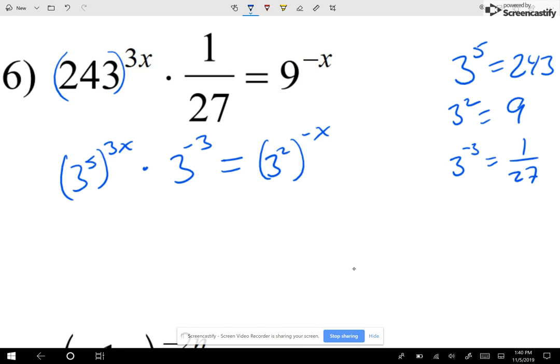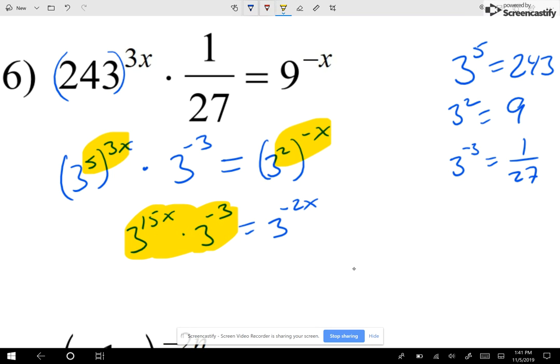Let me get rid of parentheses. I'm going to multiply my exponents in here and here. So I'm going to have 3 to the 15x times 3 to the negative third is equal to 3 to the negative 2x. Let me combine. This is multiplication, so I'm just going to add my exponents. Remember, division, subtract the exponents. But here I have 3 to the 15x minus 3 is equal to 3 to the negative 2x.